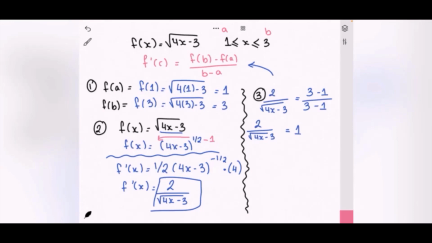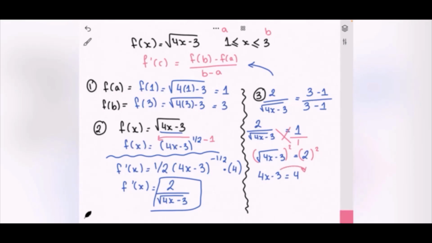And now to find x, we're going to use cross multiplication. Square root of 4x minus 3 times 1 is square root of 4x minus 3. And 2 times 1 is 2. To get rid of the square root, we're going to square both sides. So 4x minus 3 is equal to 4.